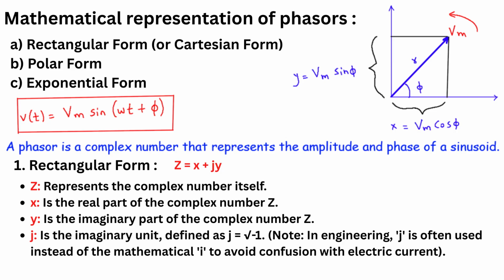And while we focused on this form today, the other two forms are just as important. The polar form is even more direct, writing it as Vm at an angle of phi. And the exponential form, Vm times e to the power of j phi, is a compact and incredibly powerful form used in more advanced calculations. The true power comes from being able to effortlessly convert between these forms, choosing the best one for the job at hand. Mastering this simple concept of the phasor is the single most important step in moving from basic DC circuit analysis to understanding the fascinating world of AC circuits.